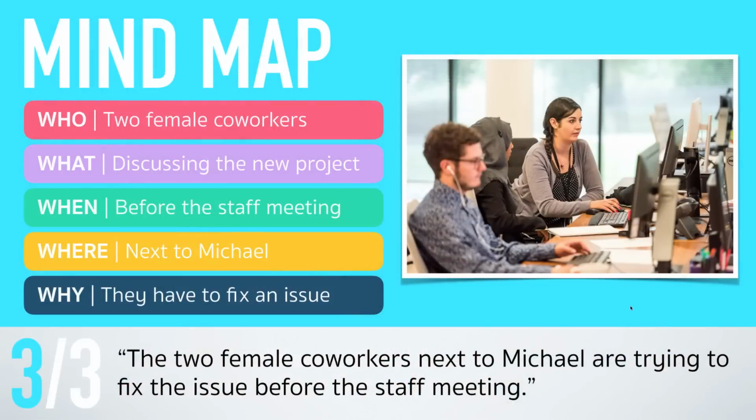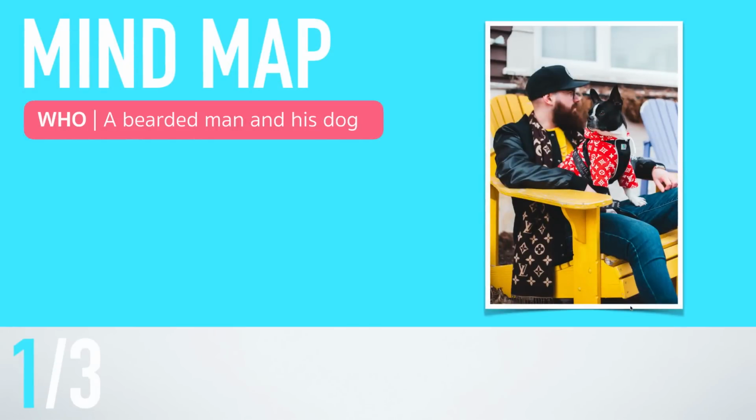All right, now let's go to another image. Here we go. This one is of a man. Now, this man is sitting with his dog and well, to say who is it? I've chosen a bearded man and his dog.